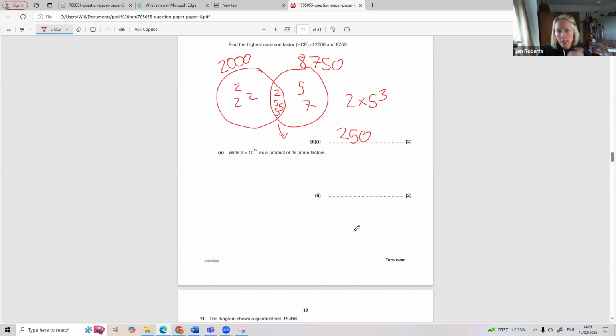Okay, right, 2 times 10 to the power 12 is not yet a product of prime factors. The reason is this 10 is not a prime number. If I make 10 into a product of its prime factors, it's 2 times 5. So I need to power 12 both of these numbers in the brackets, which simplifies as 2 to the power 12 times 2 is 2 to the power 13, times 5 to the power 12.